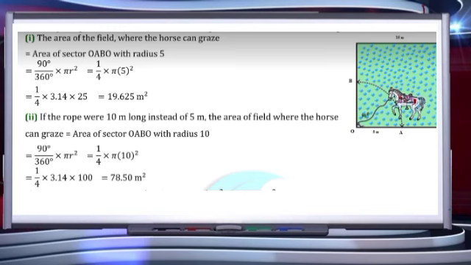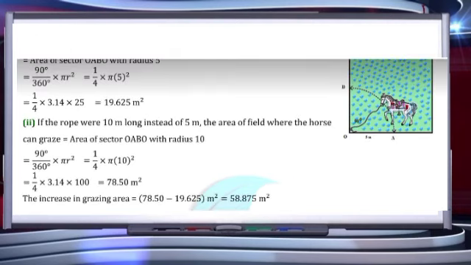Next, part 2: when the rope is 10 meter long instead of 5 meter. So here the formula again is 90 over 360 into pi r square. Here r will change to 10. So that means our formula will be 1 by 4 into 3.14 into 100. That is 78.50 meters square.